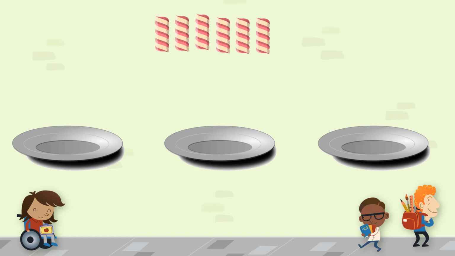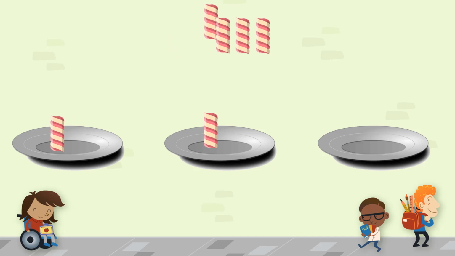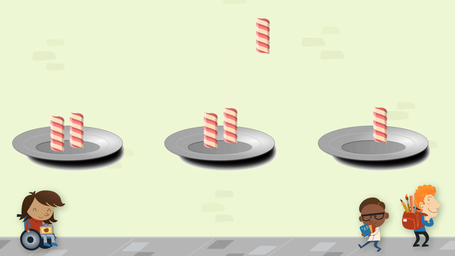Let's say the first one will take one, the second one takes one, the third one will take one, and distribute again. So the first one will take two, two for the second one, another two for the third one.